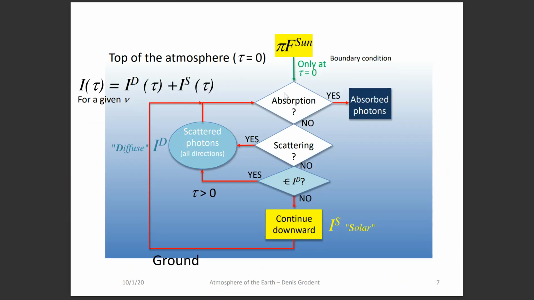So this is a schematic view. You have the sun emission. Is it absorbed? If yes, it is categorized as an absorbed photon. Is it scattered? If yes, it is categorized as scattered photons. And again, are the scattered photons absorbed? If so, okay, absorbed photon. If not, you get scattering. If they are not scattered, then they continue their life downwards, eventually reaching the ground.